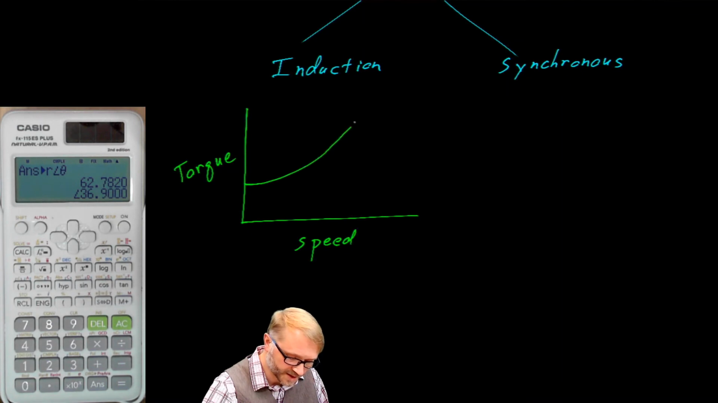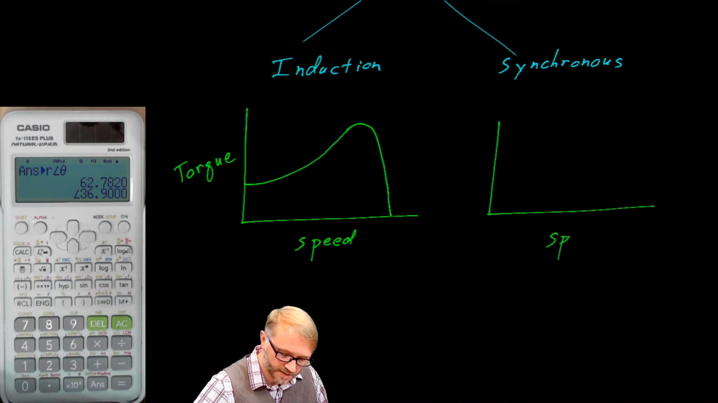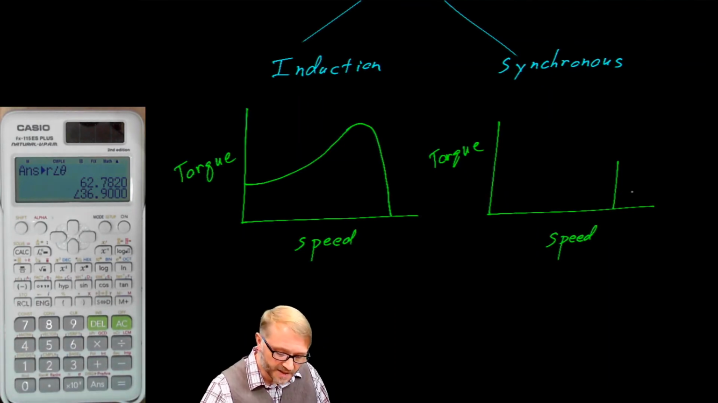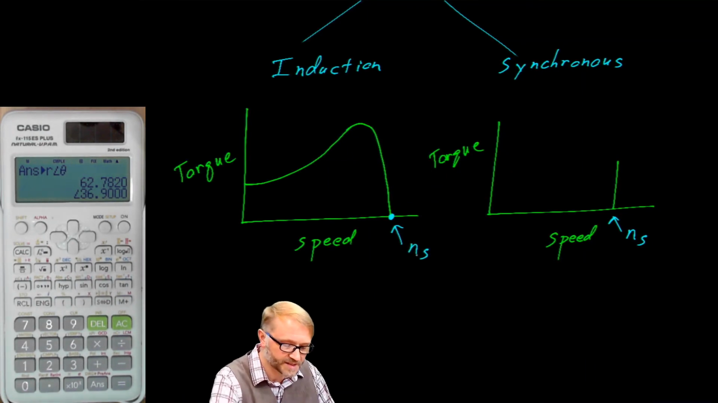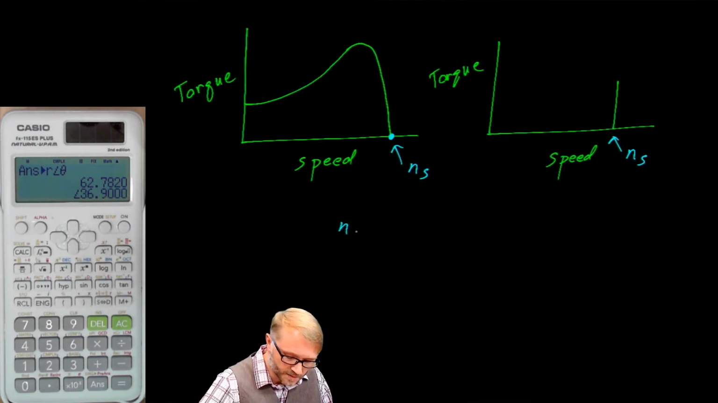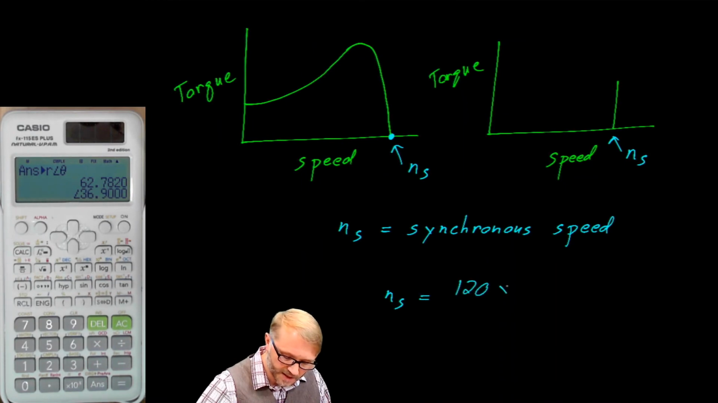A typical induction motor has a curve that looks something like this, whereas the synchronous motor, with this being speed, and again torque, is just a line. This line, this speed that never changes for changing torque, occurs at what's called the synchronous speed. The induction motor also has that point, but it turns out that the induction motor produces no torque at the synchronous speed. So N_S is the synchronous speed. Mathematically, the synchronous speed is defined as 120 times the line frequency divided by the number of motor poles.